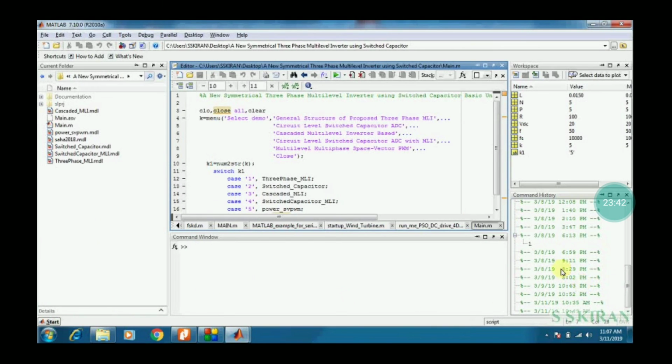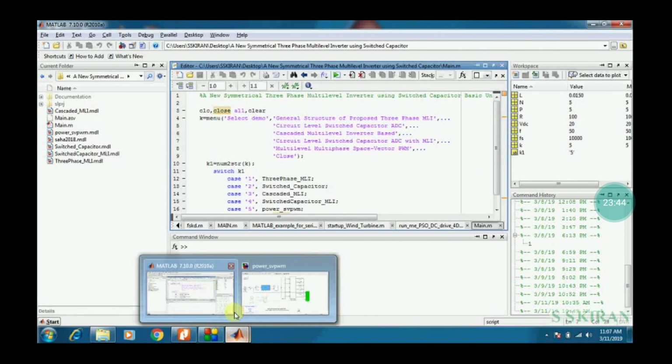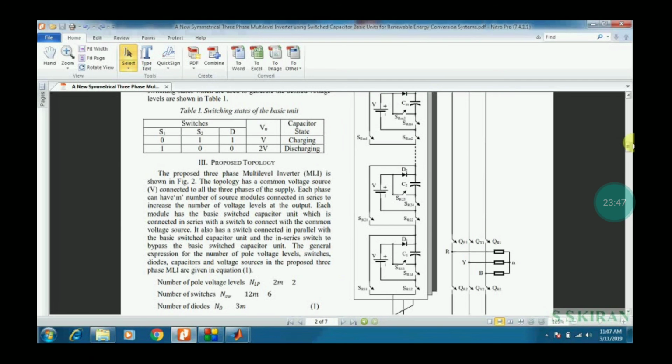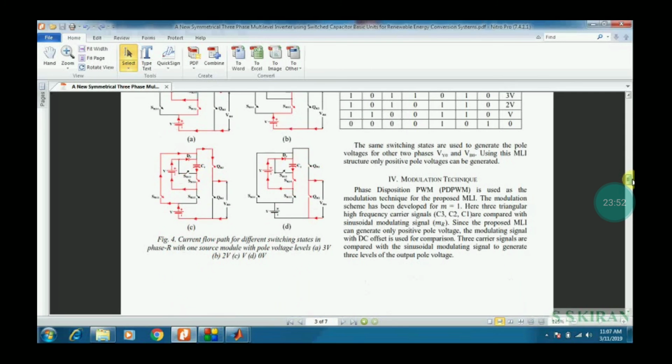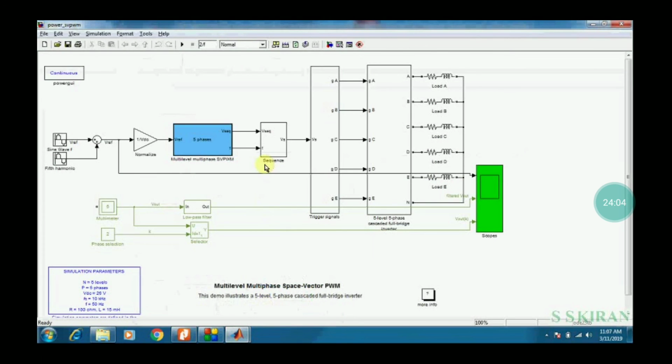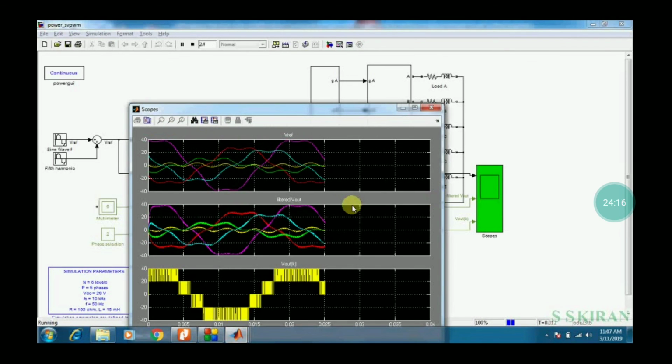Okay. Then you can simply run this one. PWM, where is it? Yes, this is the phase disposition PWM. Okay, PD PWM is used as the modulation technique for the proposed MLI. Now it will start. We can take around 5 levels. We can also take 3 levels. Yes, click here. We will get some outputs.